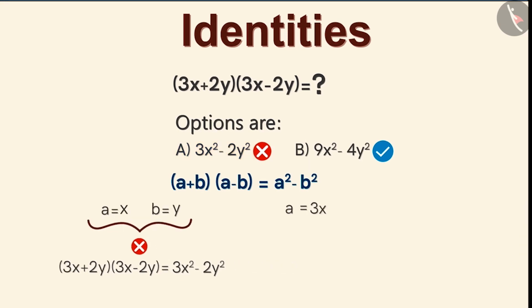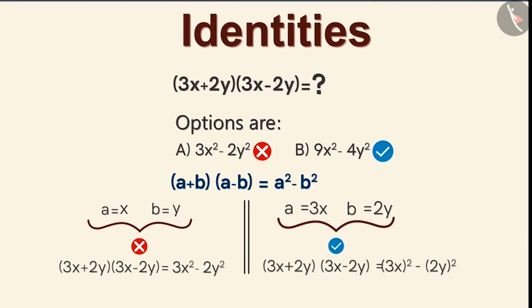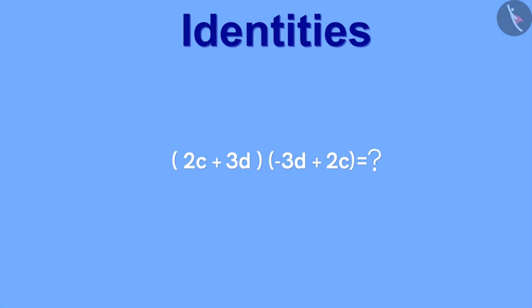We should take A as 3x and B as 2y. Solving this identity, we get this as answer. Therefore, the correct option is B. So we should be careful to ensure that the square of the coefficients are also kept in mind along with the variables. Look at the next question. Can you solve this expression?